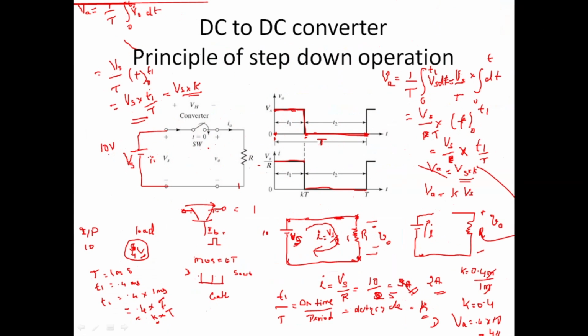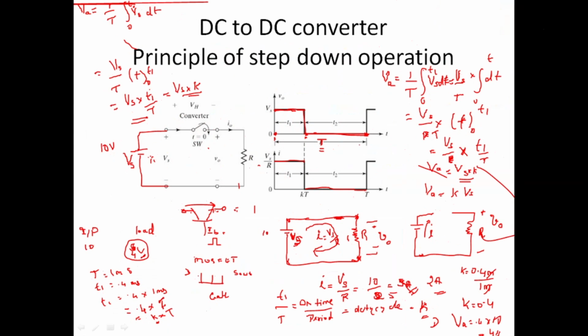Input 10 volts is converted to 4 volts by choosing an on time of 0.4 milliseconds and an off time of 0.6 milliseconds. If the total period is 1 millisecond and on time is 0.4 milliseconds, off time should be 0.6 millisecond. This period we call the switching period. I will talk more about that.